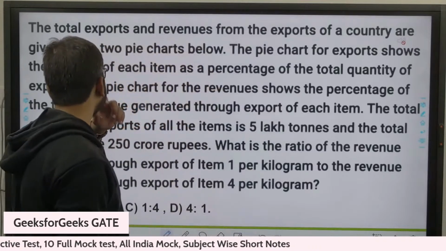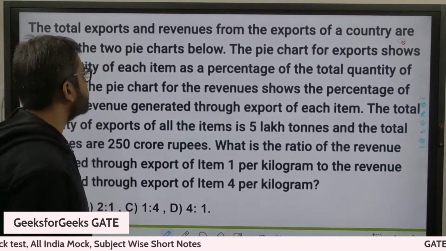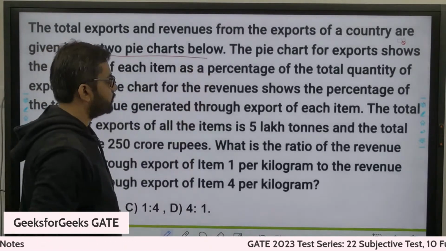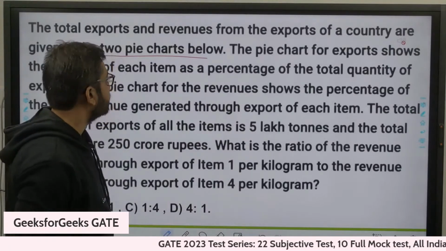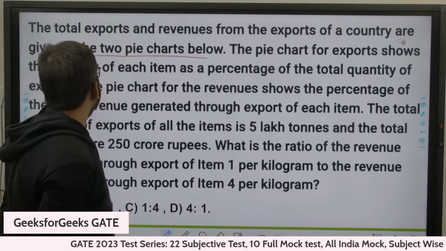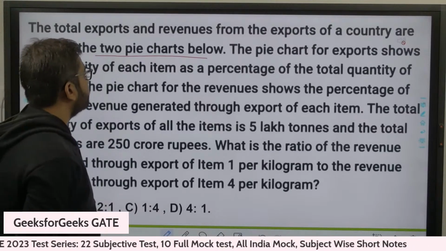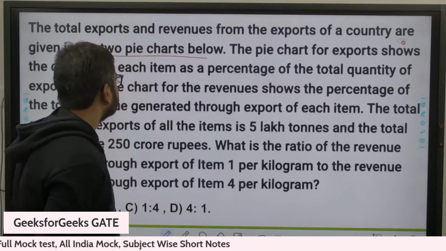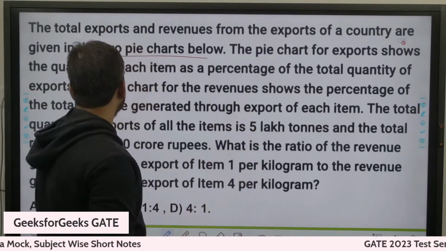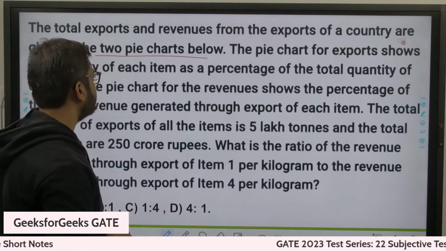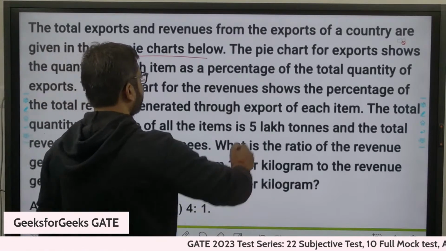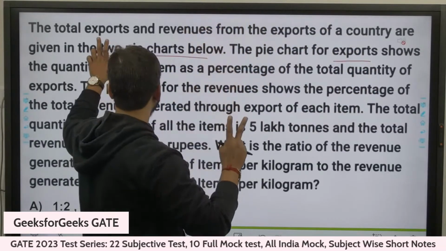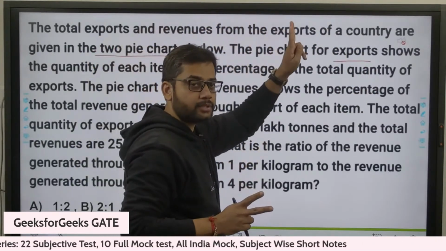Let's go for this. The total export and revenue from the export of the country are given in two pie charts. Two pie charts are given on the next line. The export of the company is given below. So export and revenue from the export, both are given. The pie chart of the export shows the quantity of each item as a percentage of the total quantity of export. The first is export and the second one is revenue from the export.